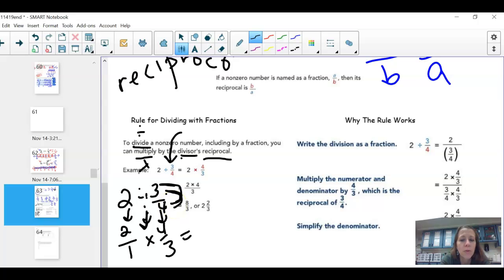Al recíproco, okay? So if I change this to multiplication, I have to use the reciprocal.